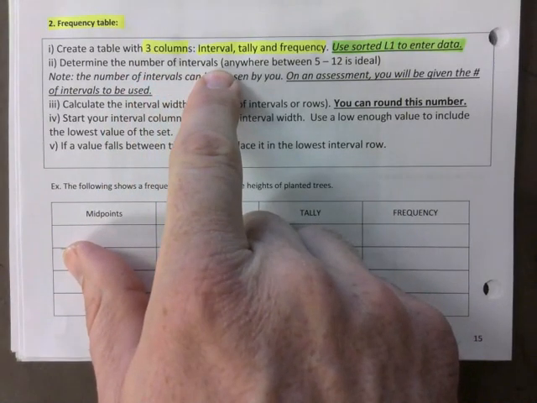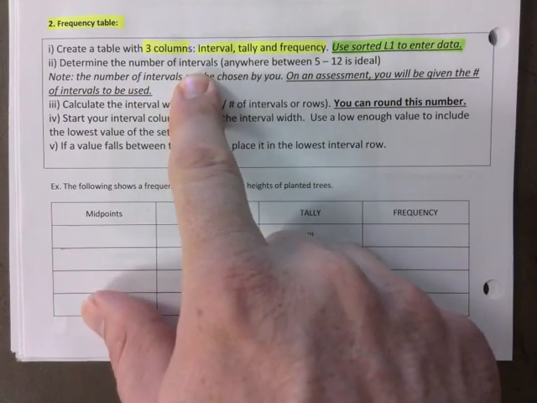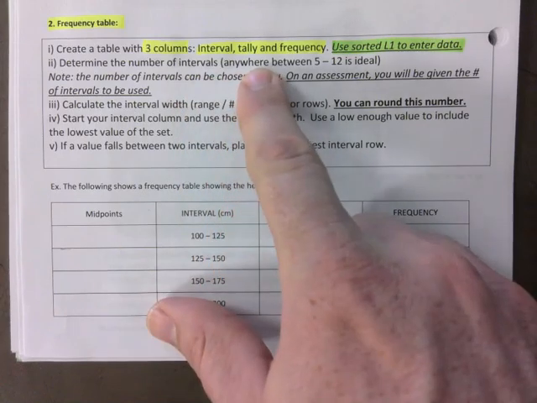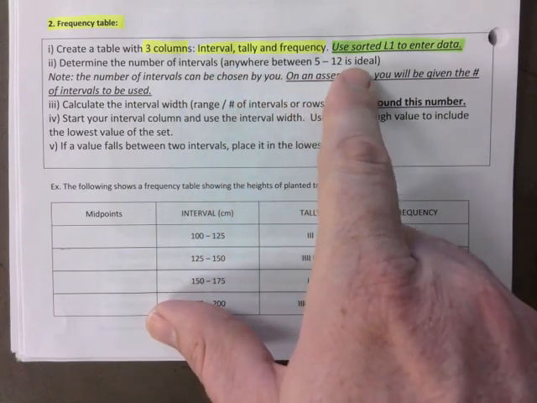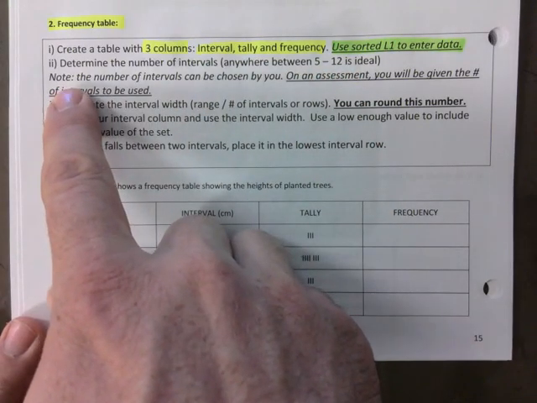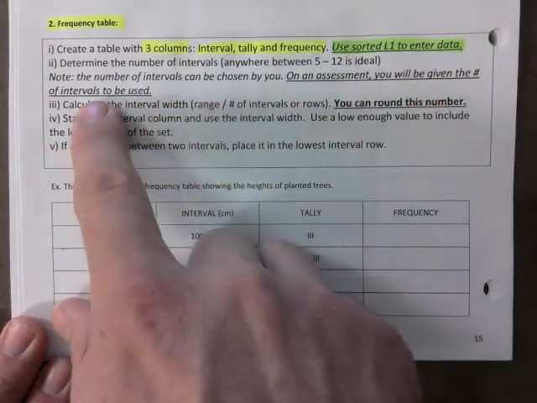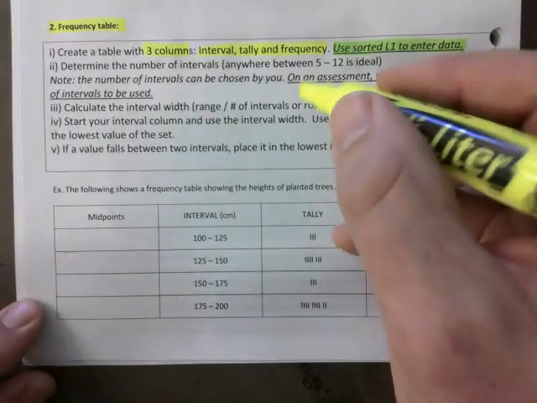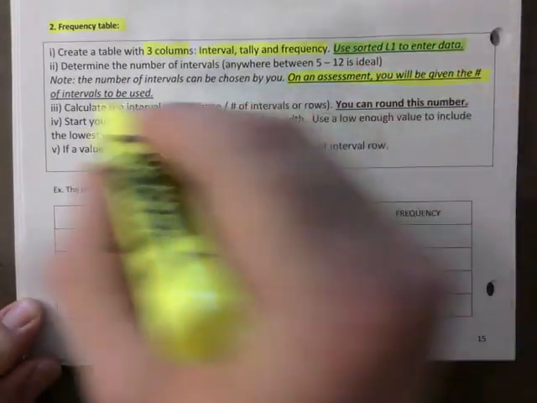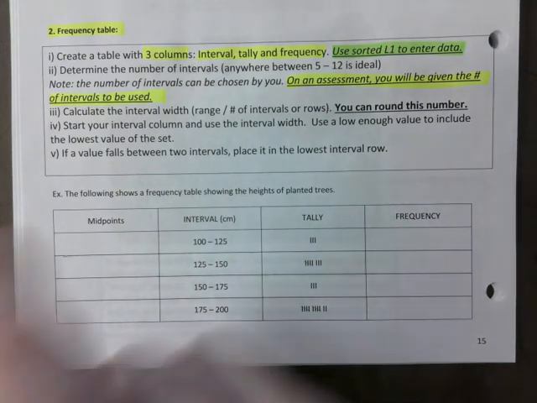Determine the number of intervals. I'm going to tell you straight up front how many intervals there will be on a test or quiz. But normally you can choose, like we can choose between 5 to 12. That's what we normally do. But don't worry about that one too much. The number of intervals can be chosen. On an assessment, you'll be given the number of intervals to be used. So it's not going to be a guess. And the reason being is it's a nightmare to mark. If you choose 5 and somebody else chooses 6 and 7, then I have to check all those numbers. And it's just not necessary.